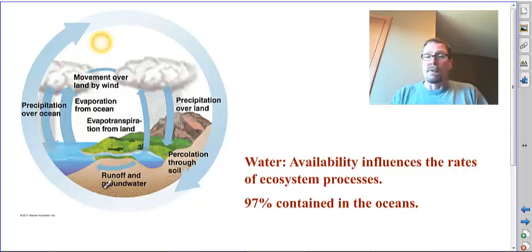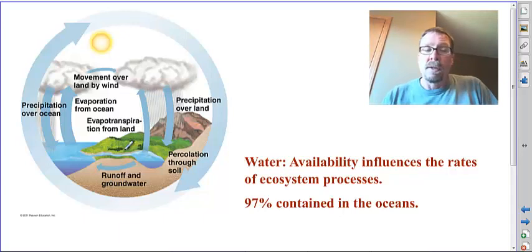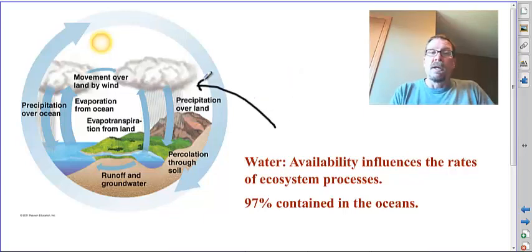97% of our water is contained in the ocean, and its availability influences it is the biological medium of life, so it does influence dramatically the organisms that live in those ecosystems. So you can see the cycle comes from just transpiration and evaporation of water into the atmosphere, which comes down as precipitation. Now, one of the things to consider as we do this is continually recycling, and water is the best solvent that we have.